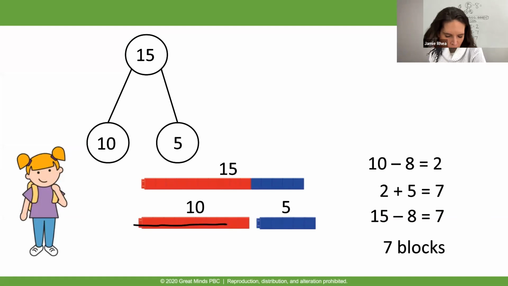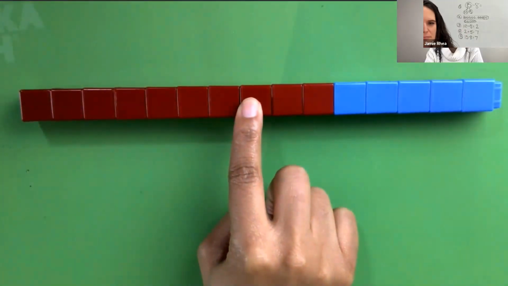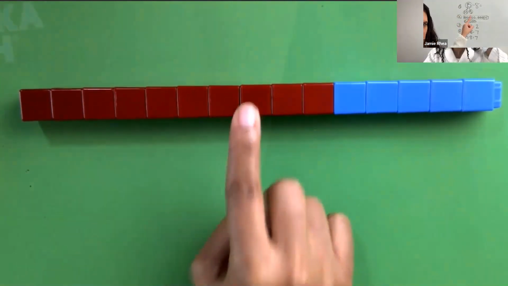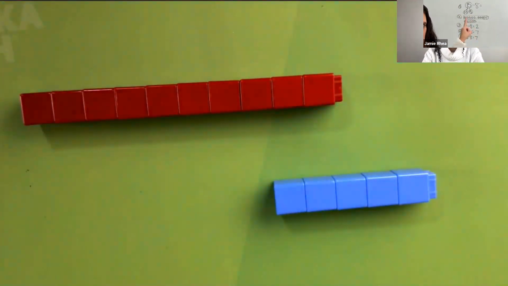Let's take a closer look at how Maria used the take from 10 strategy. Here is a stick of 15 linking cubes to show how many building blocks Ethan had in the beginning. To use the take from 10 strategy, we should break this apart into 10 and 5. Yes, into 10 and 5. We need to take away how many? We need to take 8 of them away. 8 pieces. Which end would be simpler to take away 8 from?